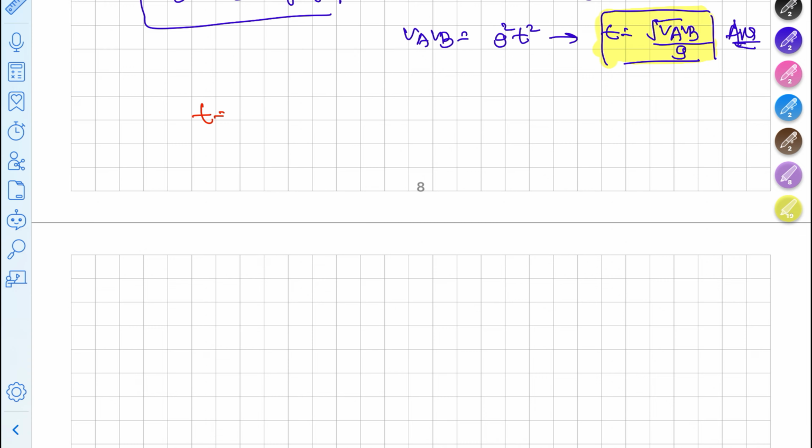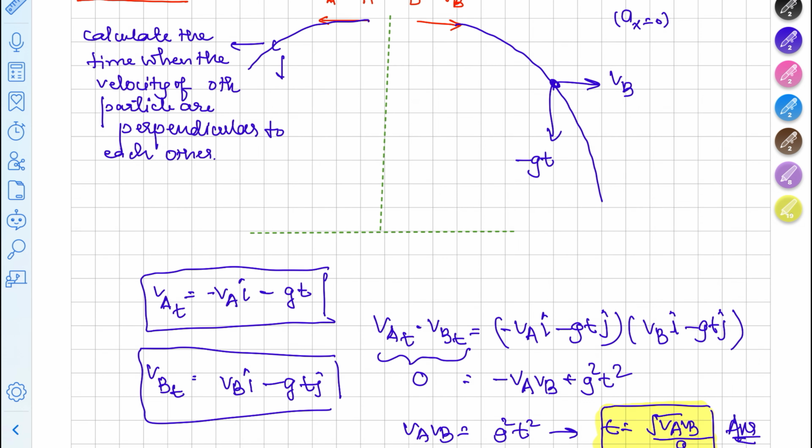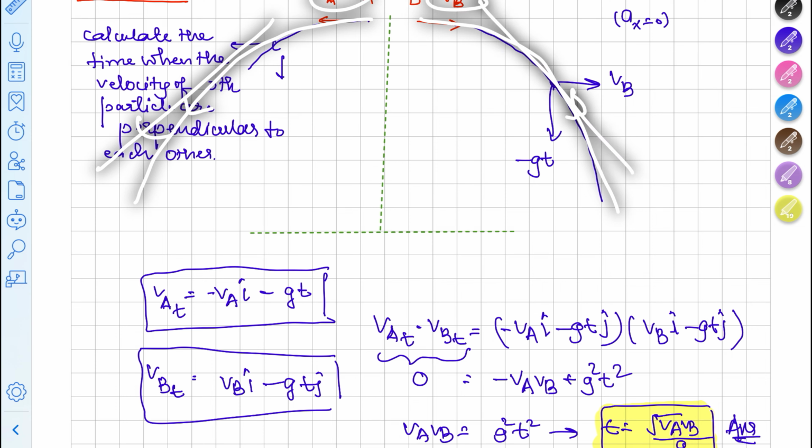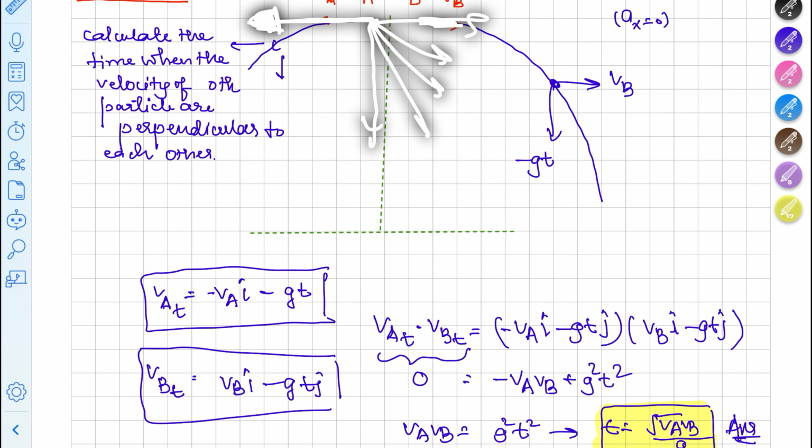So we get time is equal to root of VA VB by g. This is the answer. I'll revise it again. We have two particles. This particle goes like this, and this particle goes like this. We are asked to calculate the time when the velocities VA and VB are perpendicular to each other. Just imagine this particle staying here with velocity in this direction. Then see how this velocity changes, like this, like this. And when it is just about to hit the ground, then both are perpendicular.